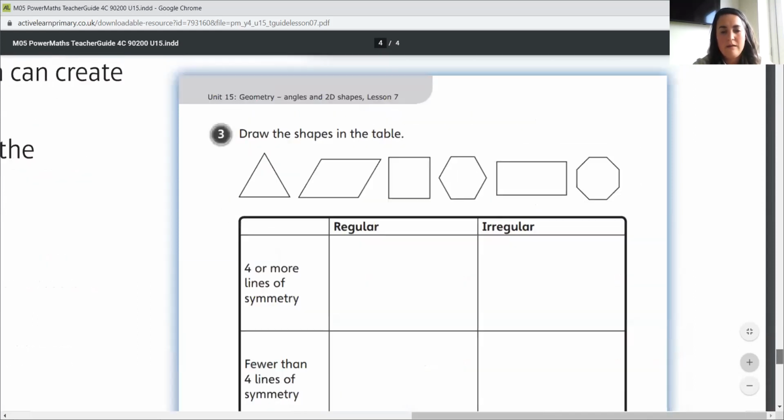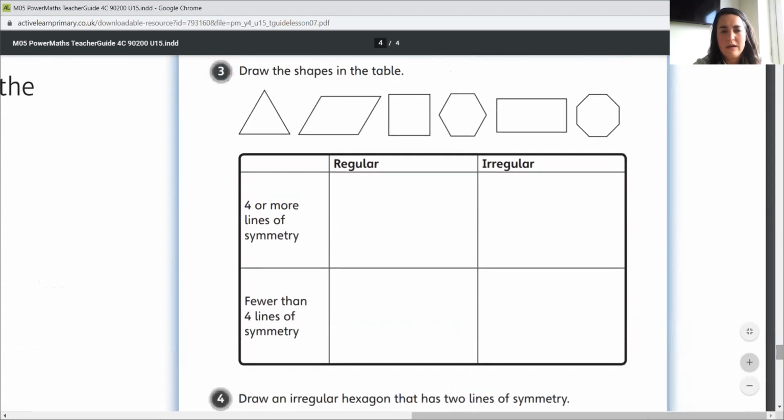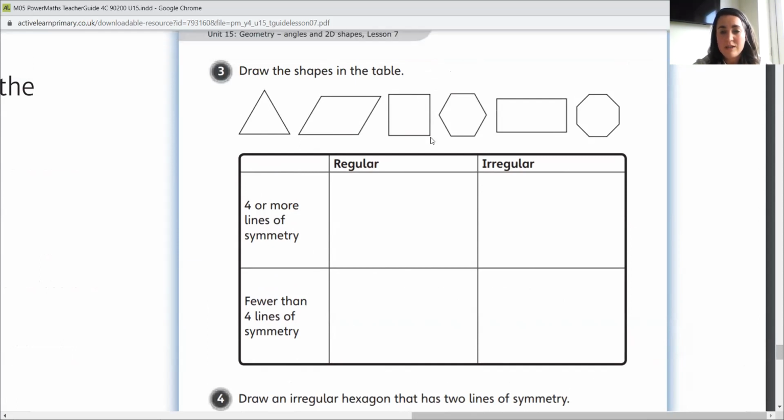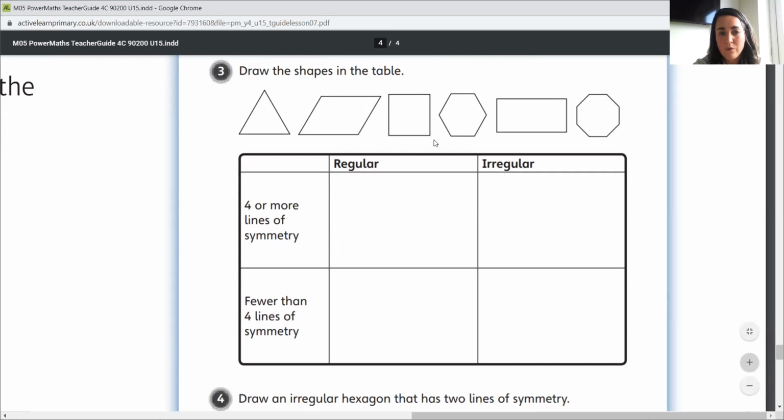Okay, and then question 3. You've been given yourself a table. Now, we've come across this kind of table in the past few lessons. Okay, so we've got 4 or more lines of symmetry, fewer than 4 lines of symmetry, regular and irregular, and you need to put all of these shapes within this box somewhere. So where do they fit? So for example, for 4 or more lines of symmetry, regular and irregular shape, I would put my square in this top corner because it is a regular shape and it has got 4 or more lines of symmetry. I know I can go 1, 2, 3, 4. So this square here will go into my regular box here. Okay, all of those shapes should be able to fit in some section of this grid.